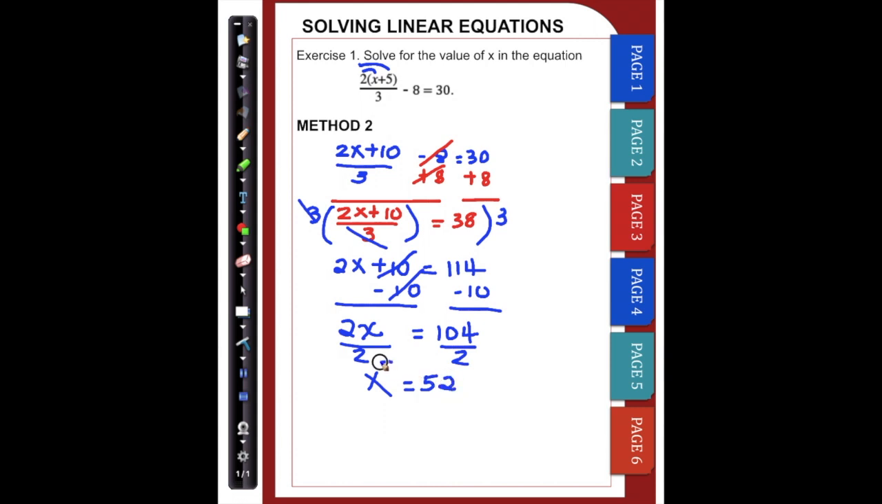That should tell you something. However, remember my question, how do we know that x equals 52 is really the solution to the problem? All you need to do is plug in or substitute x equals 52 back into the original equation. And if both sides equal 30, then that means x is equal to 52. Which of the two methods do you prefer?